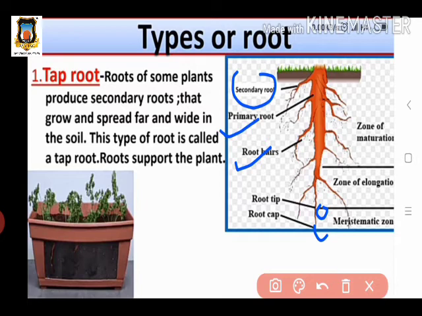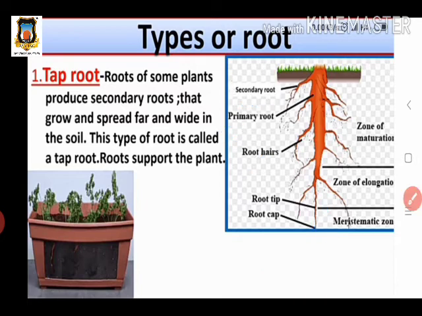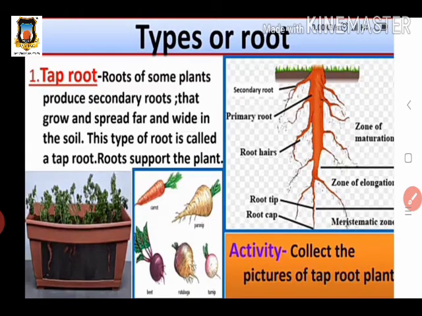Okay, so here we see the next type. Also we see some activity related to this. You can do this activity: collect pictures of taproot plants. Here you have to observe which types of plants have such types of roots. They also give us some examples in this picture.